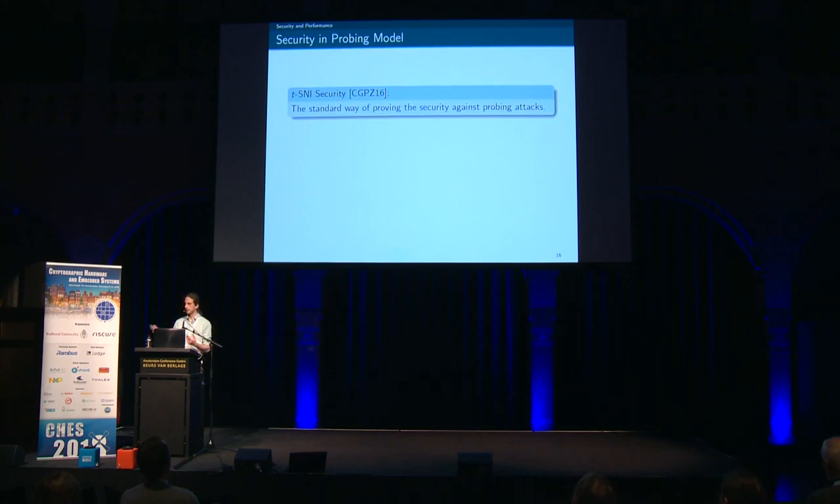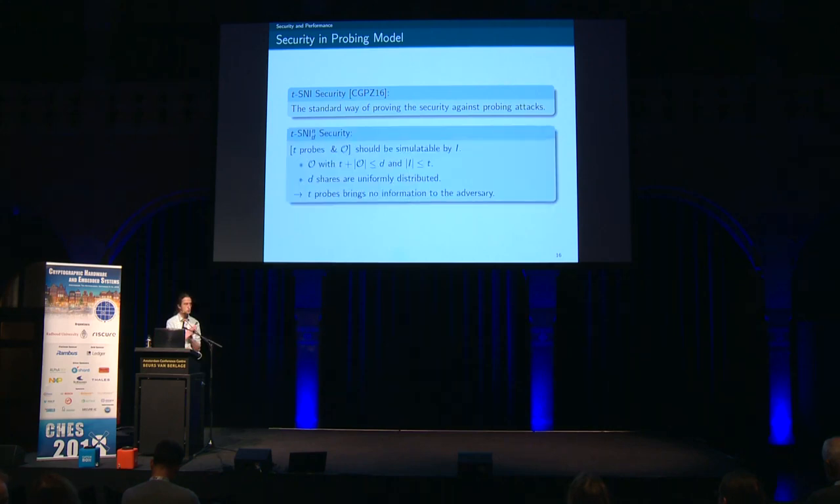And again, luckily, I have the theoretical background for the TSNI security notion, thanks to the previous presentation. We all know that the TSNI security notion is a standard way of proving security against probing attacks. So what we did is extend this notion to a TSNI-ND notion. We show that T probes and some of the output shares are simulatable by the input shares. That means that using our error-preserving multiplication, T probes bring no information to the adversary because D shares are already uniformly distributed, and that brings nothing.